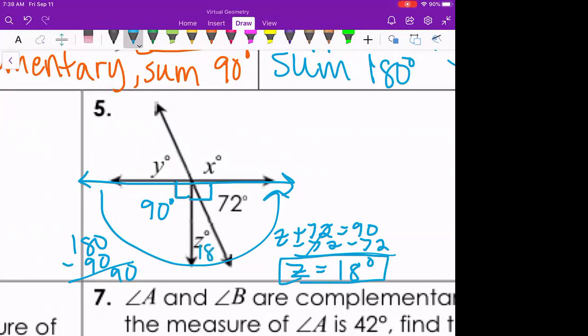So Z is 18. Now we've got vertical angles happening here. Check out where your 72 is. It's directly across from the Y. So that means those are also vertical. So if the lower right is 72, the upper left is 72. So now I know Y.